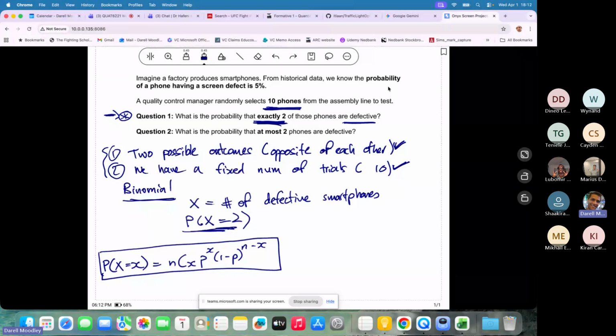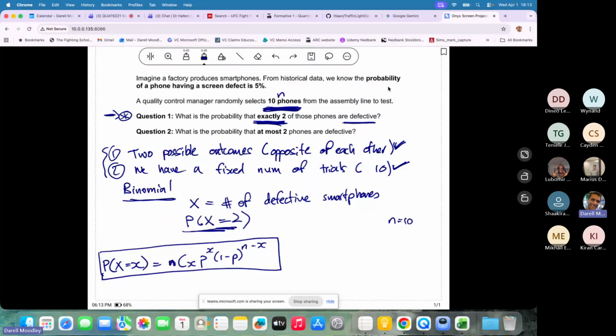So let's draw your attention to this letter here, n. With the first part here, n. N is just the number of trials. So in other words, in our problem, we have 10 phones or 10 experiments. So that's our n. All right, so n is 10.